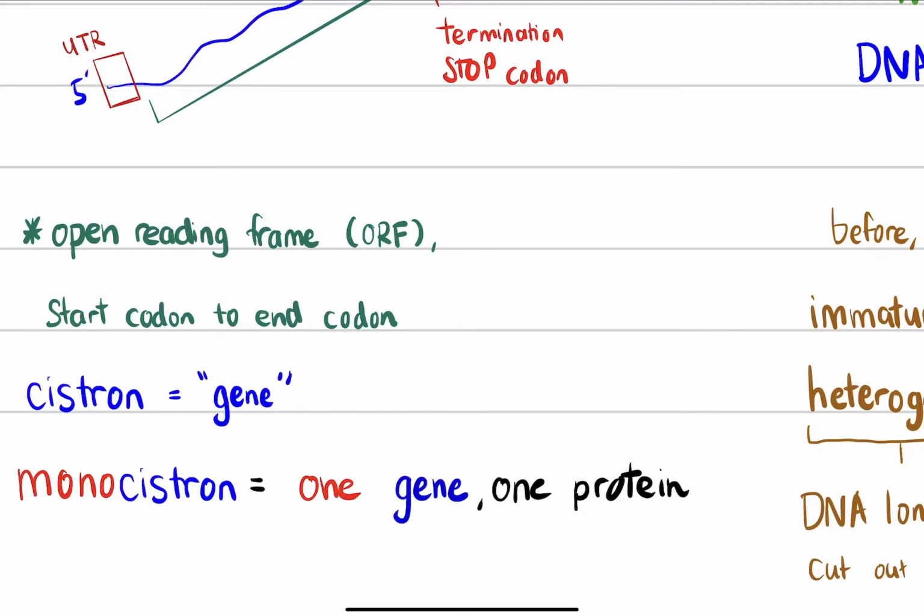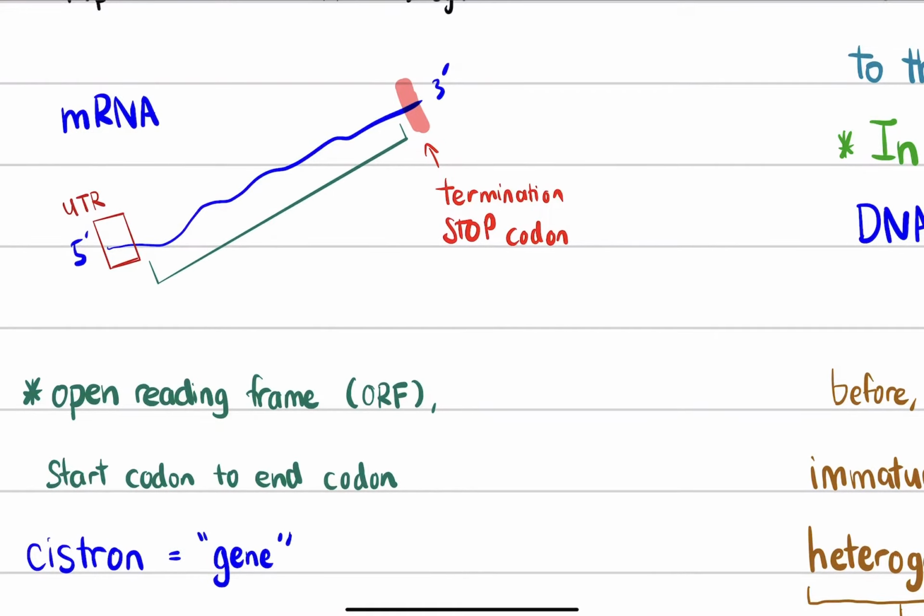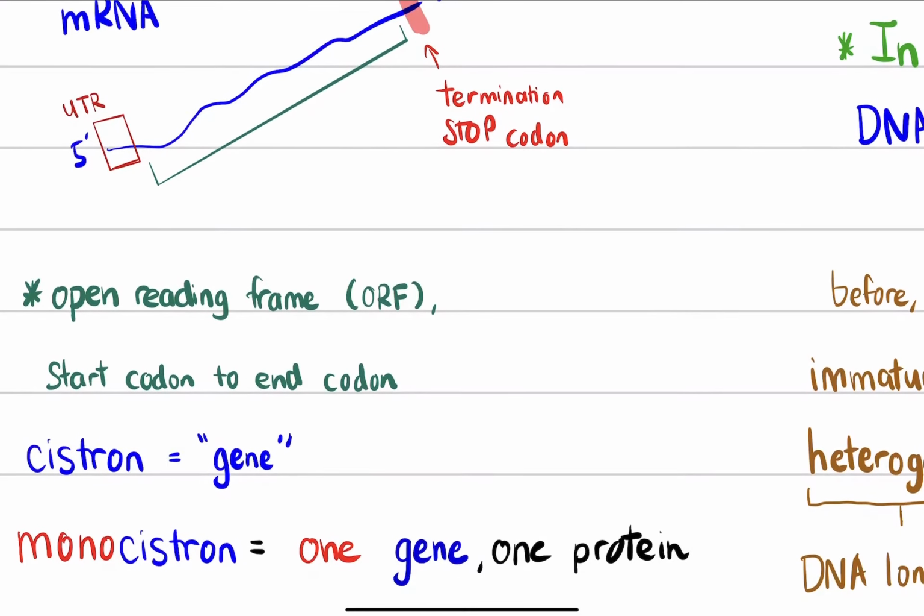The next thing we want to talk about is cistron. Cistron is a word that means gene. I just want to highlight that before we go on to the next concept. So when you see the word monocistronic, that just means one gene.